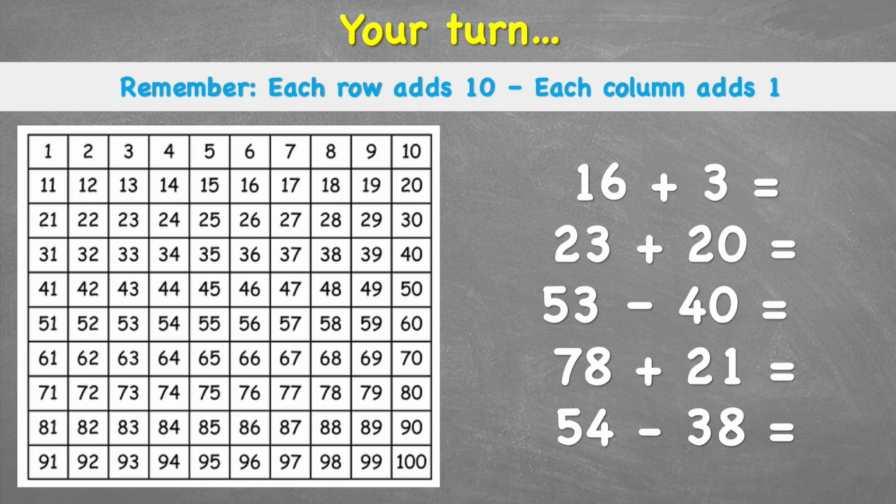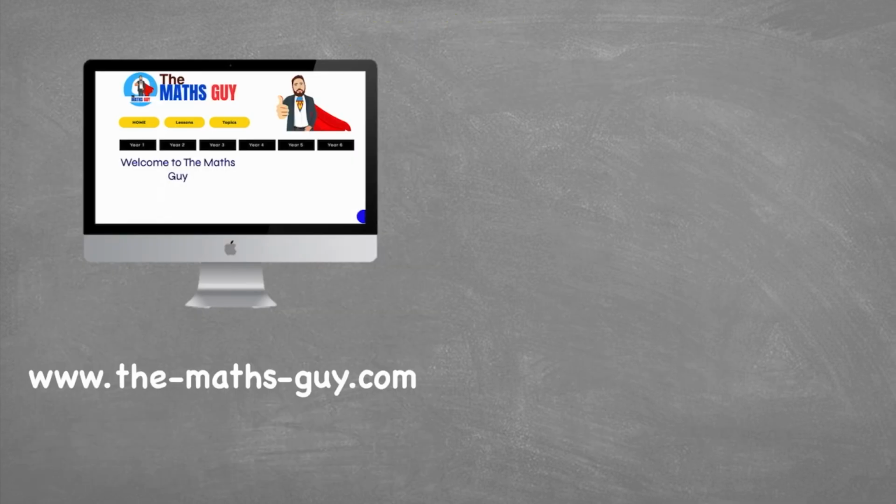If you need a 100 square, there's a link in the description below, or you can simply just Google one. Or you can use the one on the screen. Press pause on the video now. Good luck.